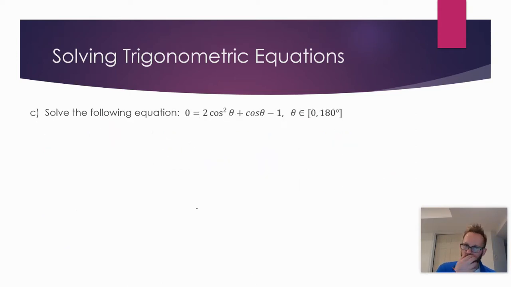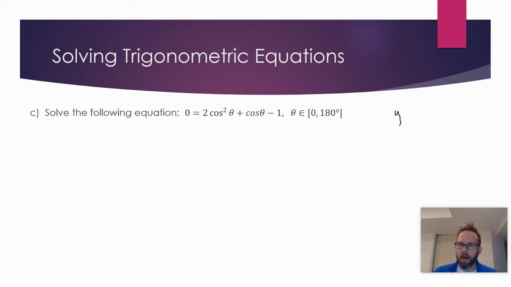So here's a trig equation, 2 times cos squared theta plus cos theta minus 1. And we're solving this equation on the interval from 0 to 180 degrees. We're going to work in degrees for this one. Because the entire equation is just in terms of cosine theta, there's no funny business. It's fine to work in degrees.